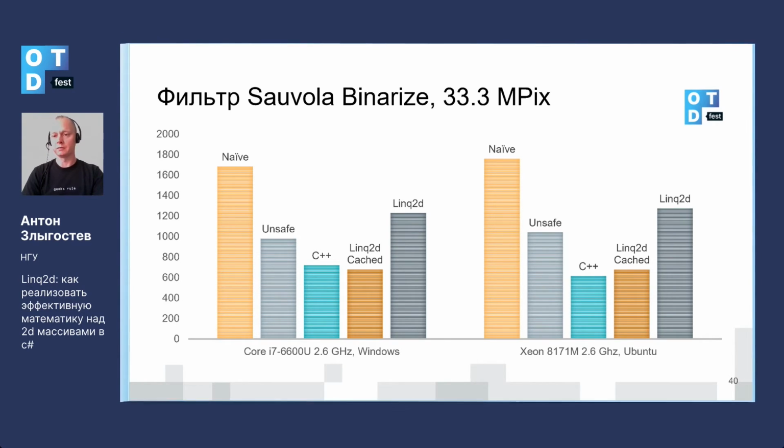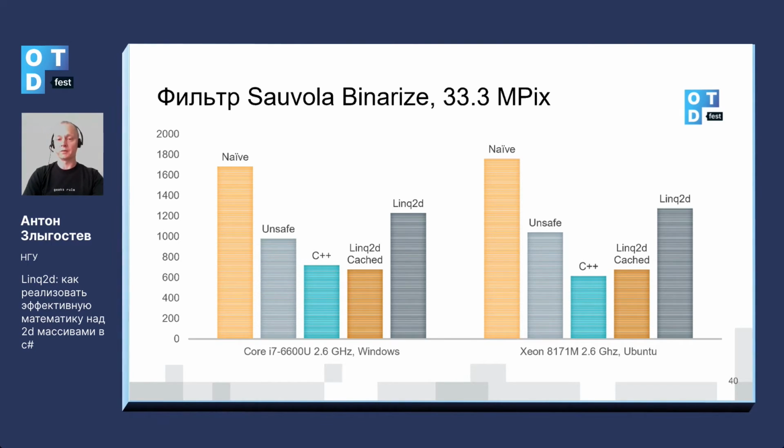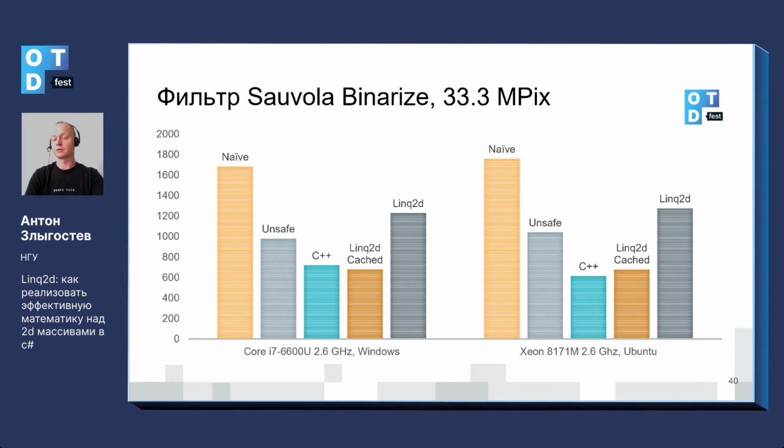And this explains a lot why people use Unsafe with the calculational method. And C++ works even better. C# doesn't work well on the current Intel processors, so C++ would give you another 25% of performance. But funny enough, cached Linq2d is roughly the same as the C++ implementation. On Windows it is a bit better, on Linux it's a bit worse.